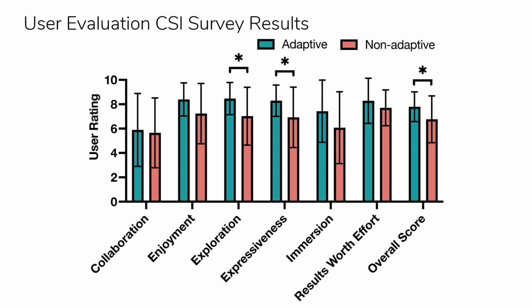After completing design tasks with either version of the tool, participants filled out the Creativity Support Index Psychometric Survey. This survey assesses 6 dimensions, of which Exploration, Expressiveness, and the overall score showed significant improvement from the non-adaptive to the adaptive version of the design tool. More details about user study results, including qualitative analysis, is included in our paper.